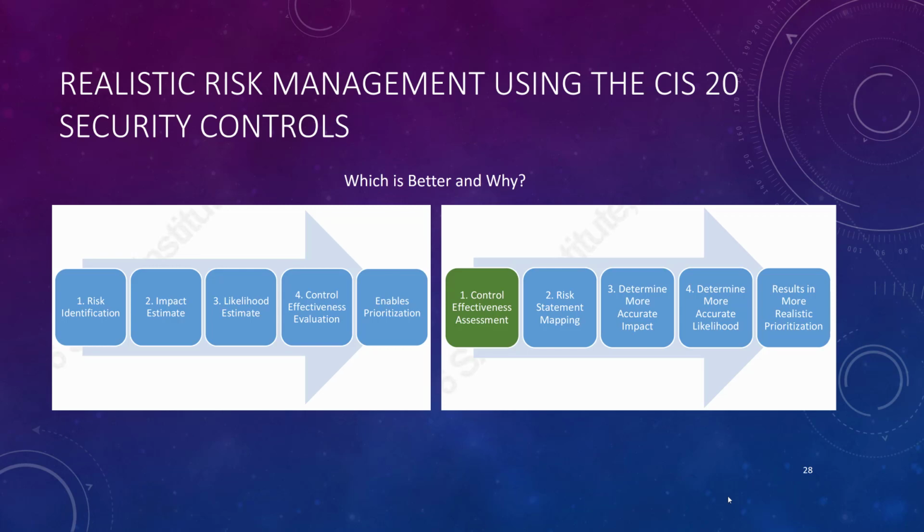So again, different way of thinking about it. Doesn't mean one's right or wrong, but it is a different way of doing it. You have to look at your environment and see which of the 2 is going to be more beneficial. Do you start with that risk identification, or do you start with a control effectiveness assessment?